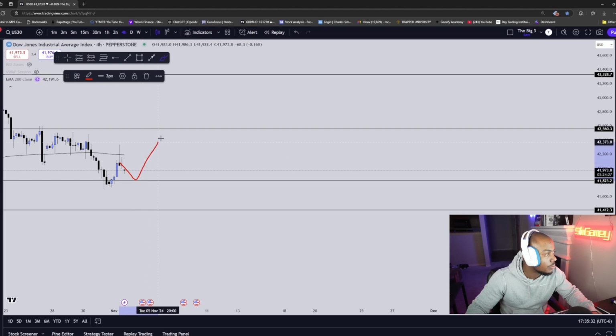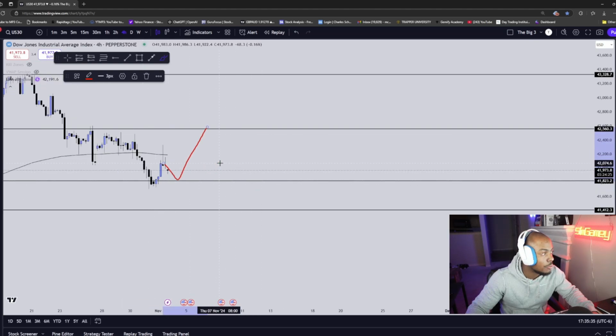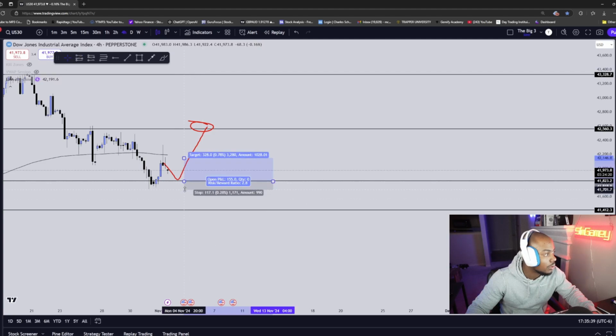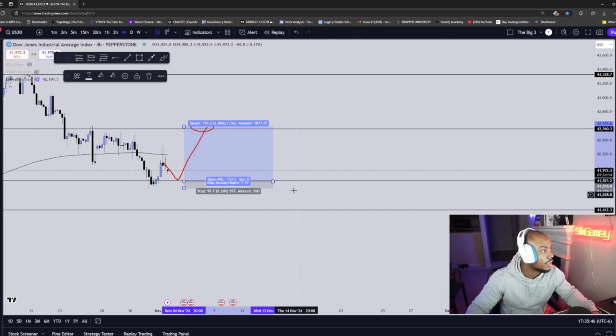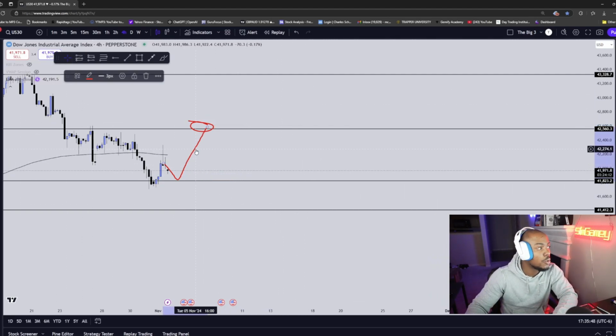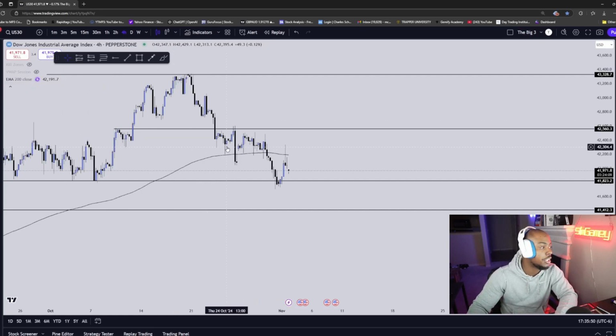Price comes back down, shows me signs that it wants to continue back up into this area, then what do we do? We buy it up. Simple, simple, simple. Just like that. I don't really know what else. Draw lines, click buttons, make money. That's my new motto, guys.